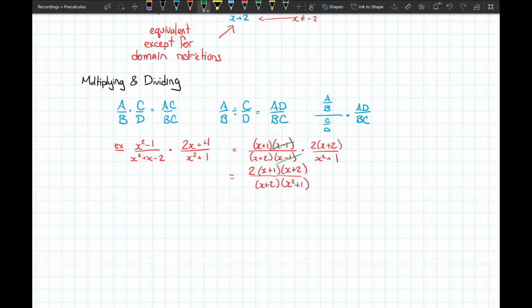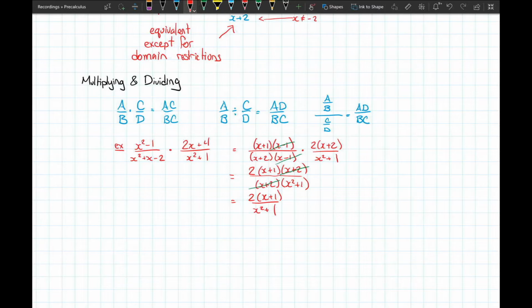Once again, look for opportunities to factor. Everything is now one single rational expression. There's a common factor of x plus 2, and I can cancel that out, leaving me with just 2 times (x plus 1) over x squared plus 1. And I'm going to leave that factored because we aren't really doing anything else other than simplifying right now. If we need to, we can expand things back out and collect terms if we want.